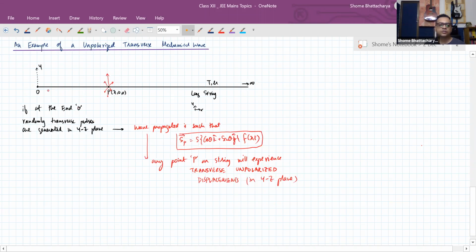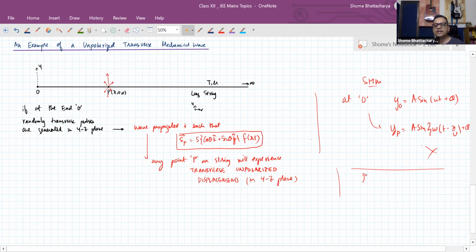Okay. So instead of giving this a structured, ordered kind of motion, where at the point O we did SHM, so this was some amplitude into sine omega t plus phase constant, and at the point P, the displacement was along the y-axis, it became omega into t minus x by v plus phi. So we're not doing this now.